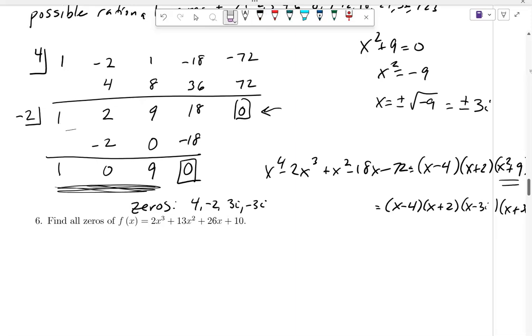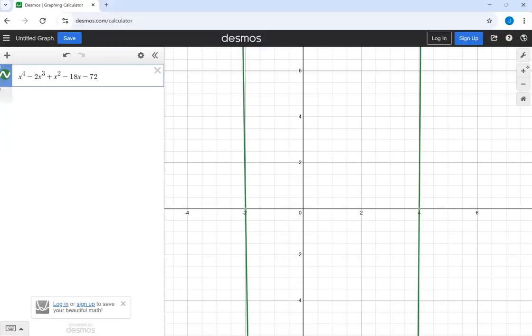Why the negative 2? Oh, I went back to the graph, that part right there. So you showed the point. Yeah, I chose another point. Yep, another point. Okay.